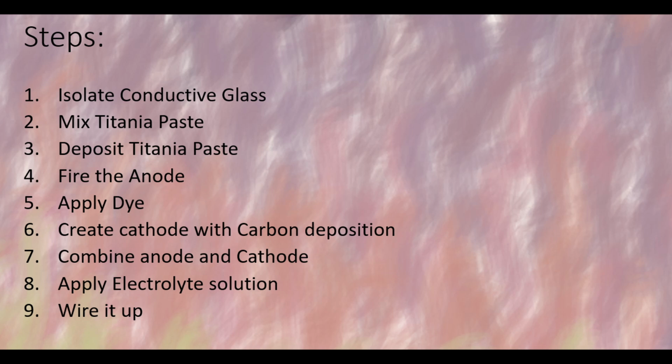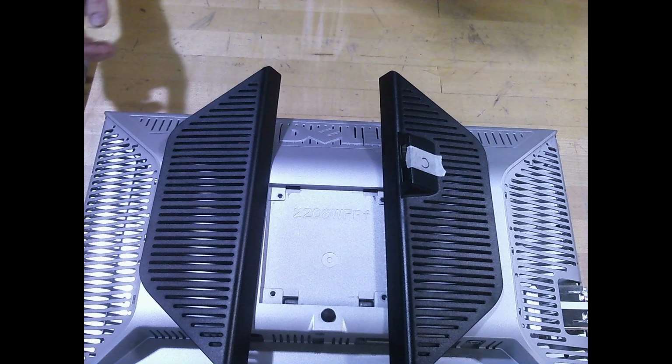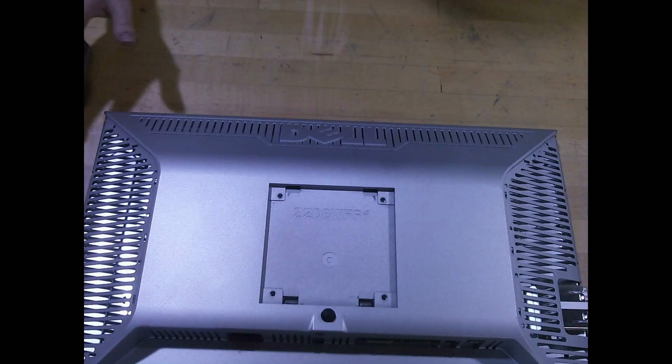Next, I would like to go over the steps we will take in order to create this piece. First, we are going to take apart one of the monitors to isolate the conductive glass inside it. Each model of monitor is going to be a little different in the way you take it apart, but they will all more or less follow the same strategy.